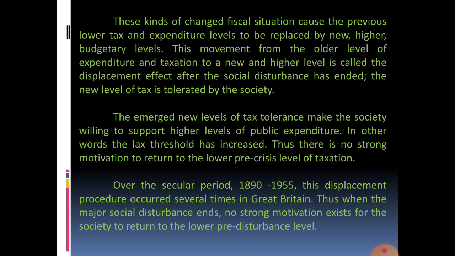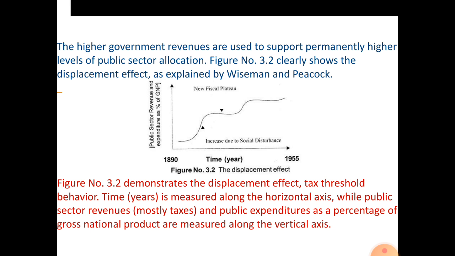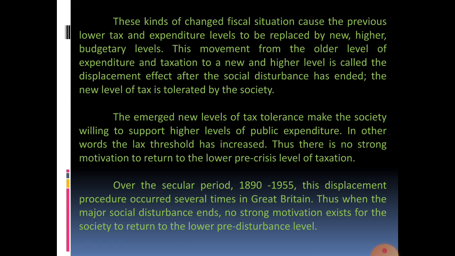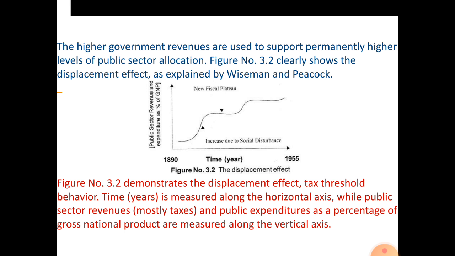The displacement effect also occurs in any state. It should be reduced by the government spending money. Next, the higher government revenues are used to support permanently higher levels of public sector allocation. Whatever the situation that occurred, it should be removed by the higher levels of public sector allocation only. This clearly shows the displacement effect as explained by Wiseman and Peacock.